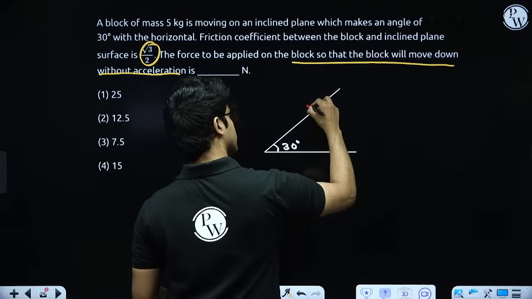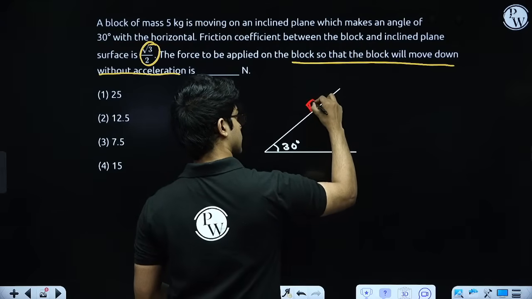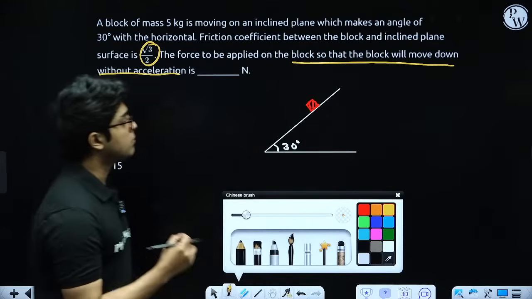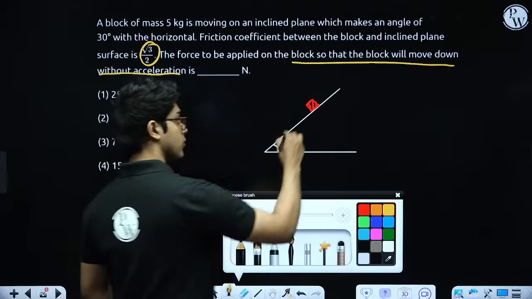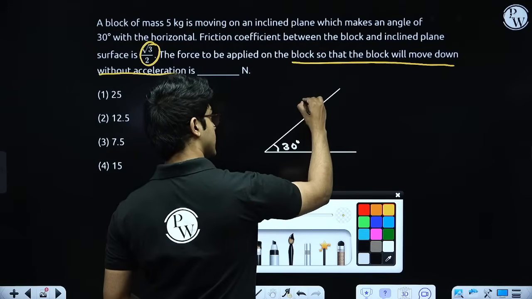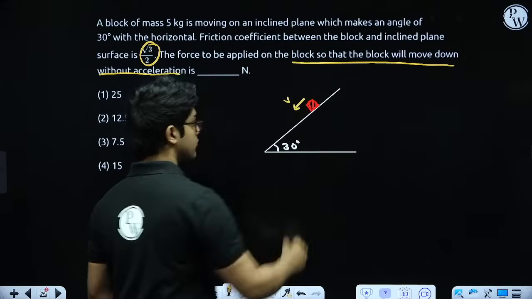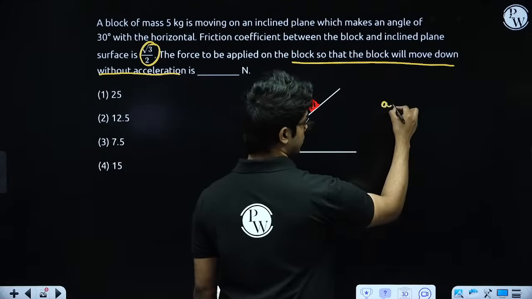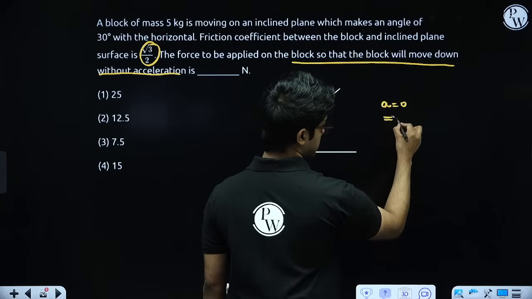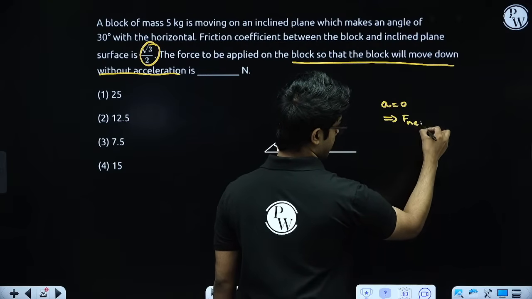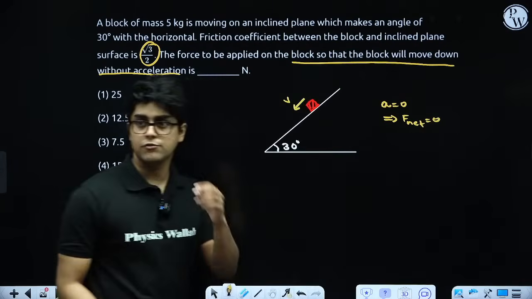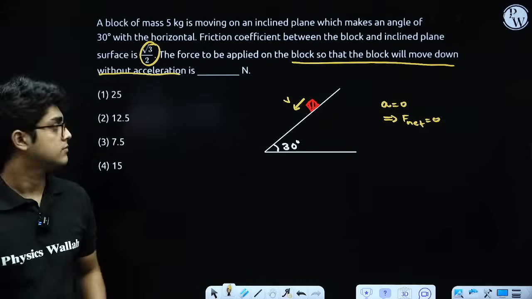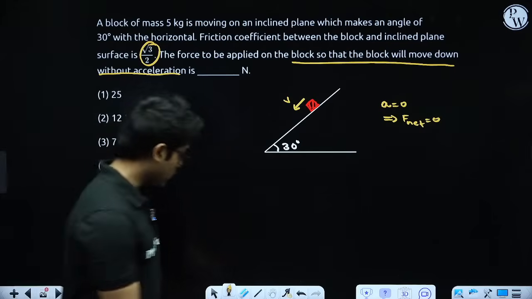So we have a block something like this. Now it's mentioned that the block needs to move downwards. Okay, so the motion or the velocity of the block is downhill. That is sure. And it moves without acceleration. Zero acceleration. This just implies F net is 0. There's no net force along the inclined plane.